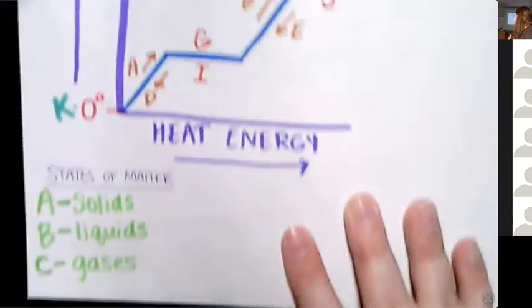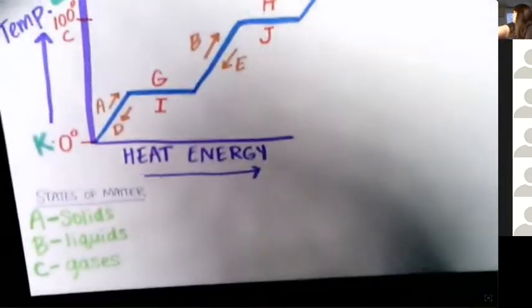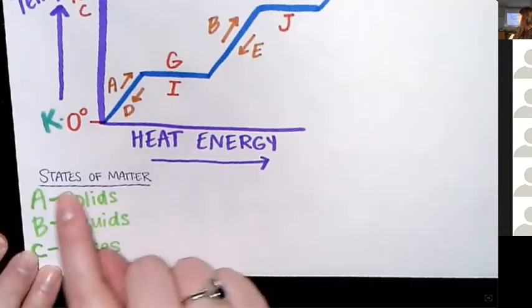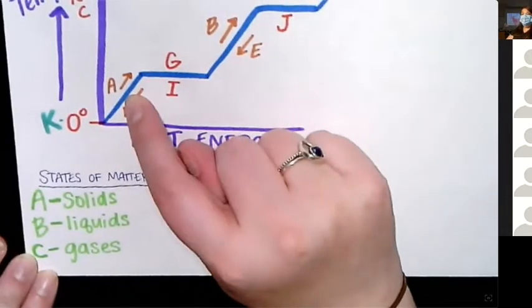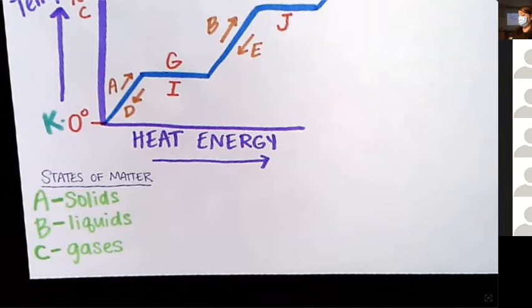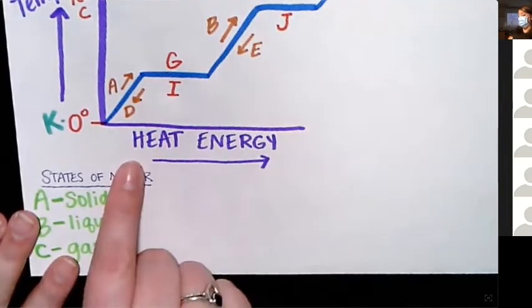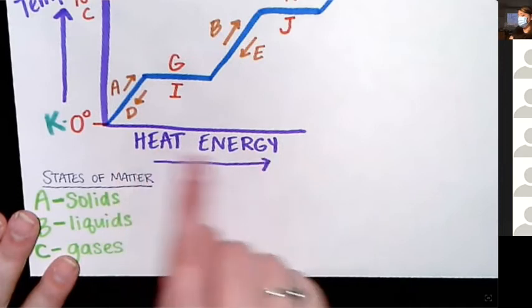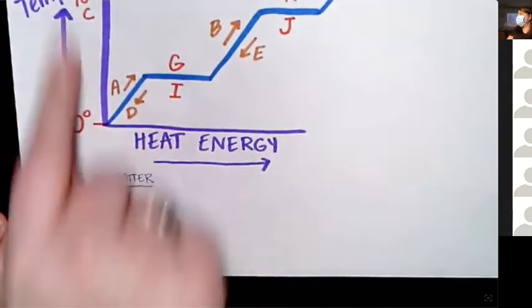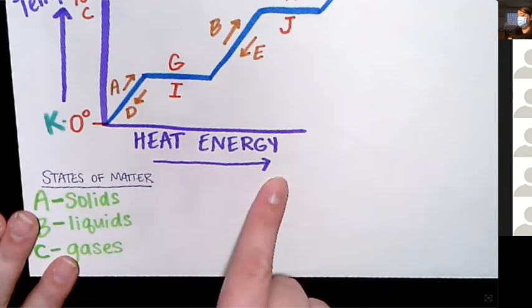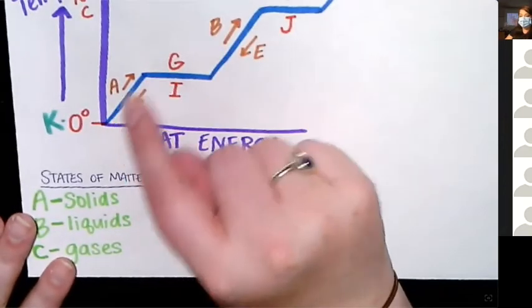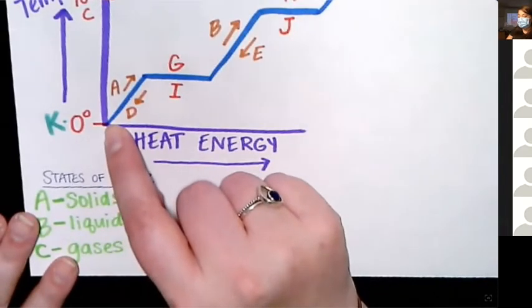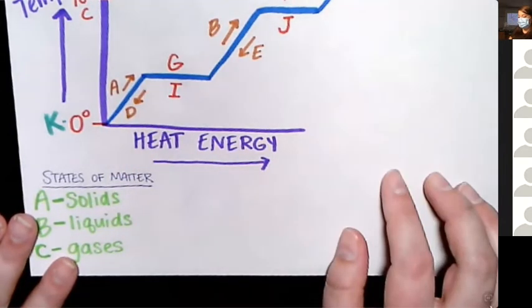So really quick, let me show you on our little chart. It says wherever A is, that's a solid. Well, A is right here. So this line right here, if we're talking about water, is showing us what happens when we either increase or decrease heat energy in the form of temperature. If we increase heat energy, the temperature is going to go up. So this is the substance, and we're starting at 0 degrees and working our way up.